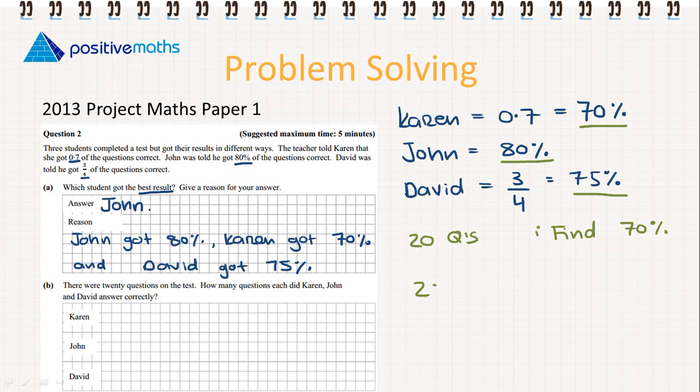Okay, so 20 questions multiplied by 70%. So we get 14 questions correct. We could have also multiplied this 20 by 0.7 and we would have got the same answer. Okay, so Karen got 14 questions correct.